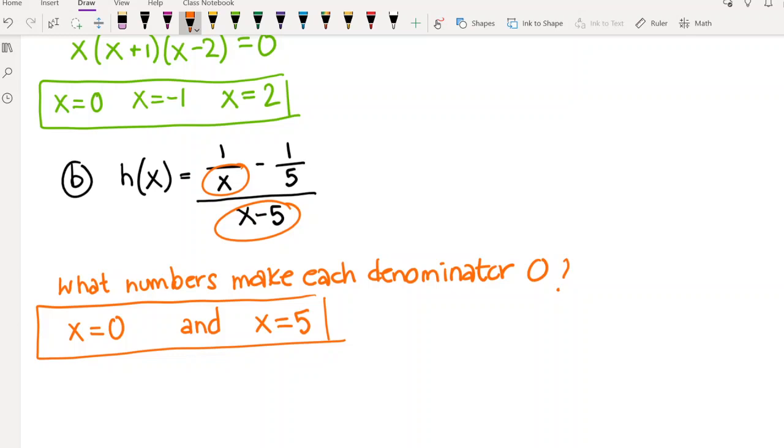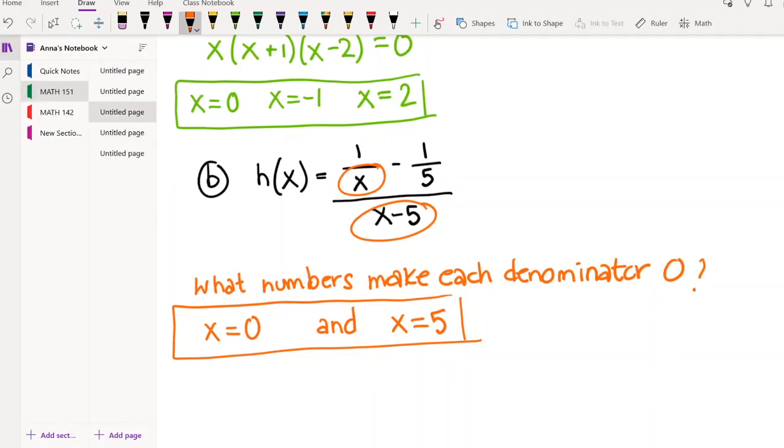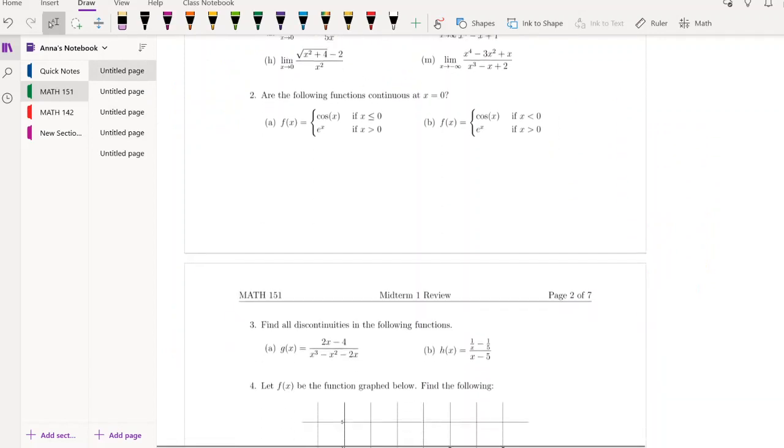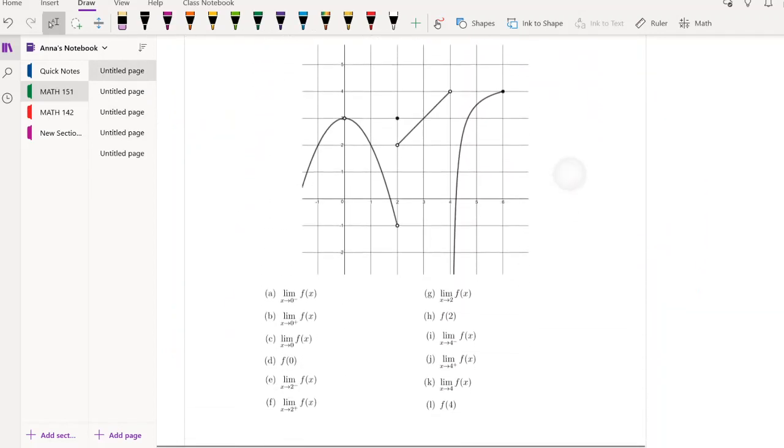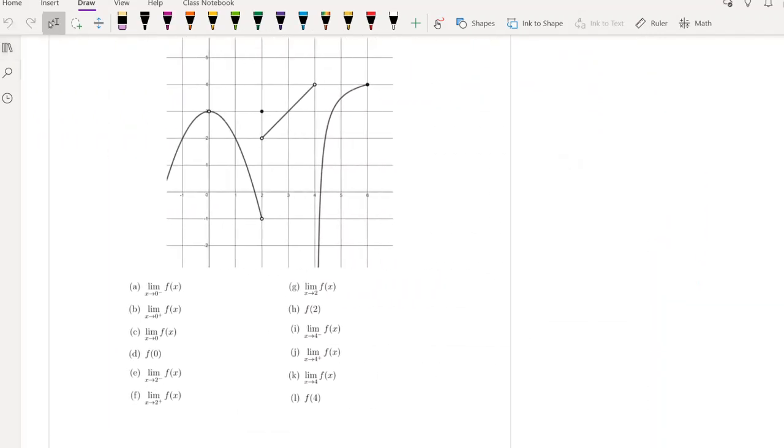Okay, so next up we have number 4. I'm going to just pull up this graph here because number 4 is a limits problem with the graph. I'm not going to go through all of these, so maybe we can just pick one of the numbers and look at that one. So maybe let's look at 2. I think 2 is a good example.